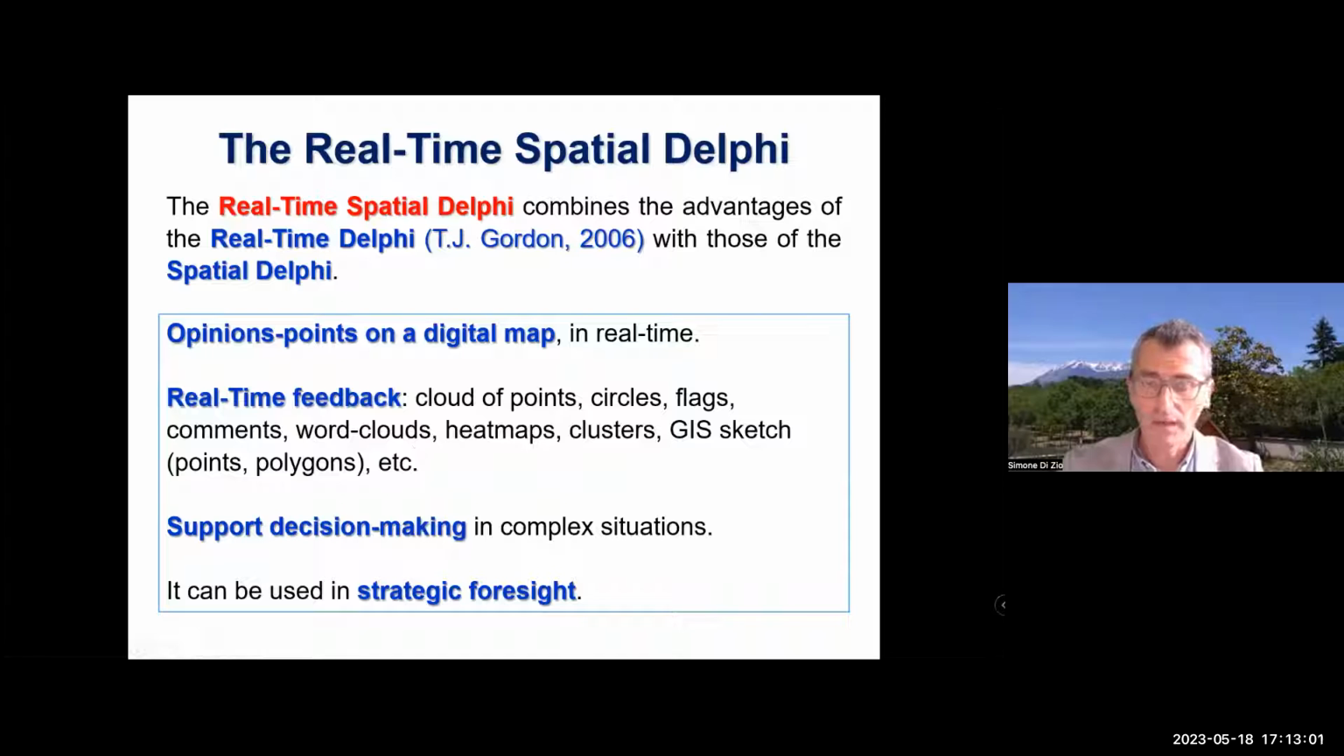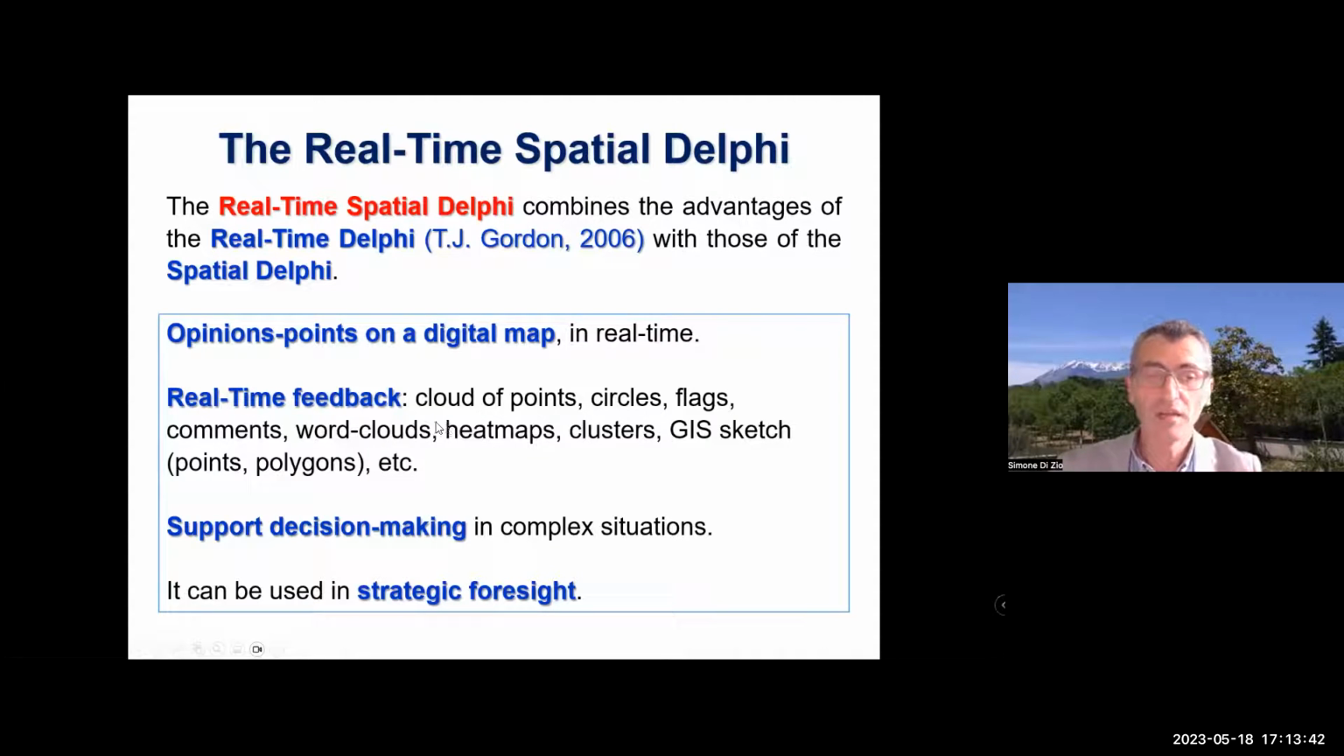So the next passage was from the spatial Delphi to the real-time spatial Delphi. This method combines the advantages of the real-time Delphi by Ted Gordon with those of the spatial Delphi. So we have, again, opinion points on a digital map, but in real time. The experts put the points on the map, and automatically a circle appears, moves and shrinks in real time.